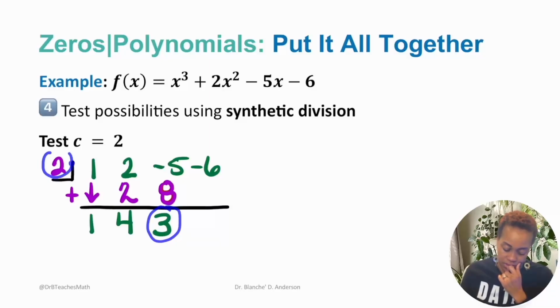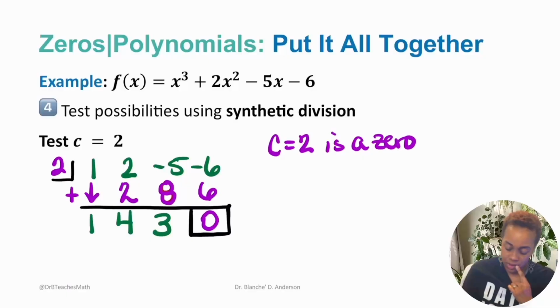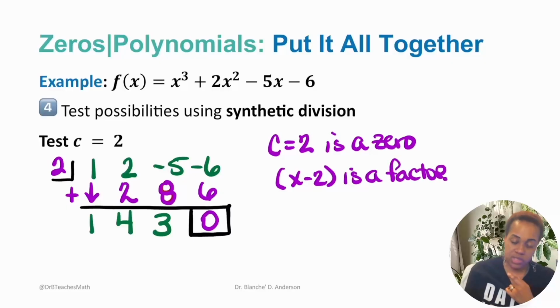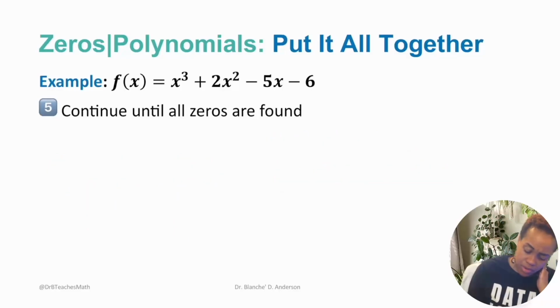+3. 3 times 2 is 6. All right, that's what we wanted. And that's 0. So because the remainder is 0, C equals 2 is a 0. Therefore, x minus 2 is a factor. And we said we had one positive and we found it. It's this one. So now that we know x minus 2 is a factor, we should be able to find the rest of them. So I'm going to put right here, we know that x minus 2 is a factor.